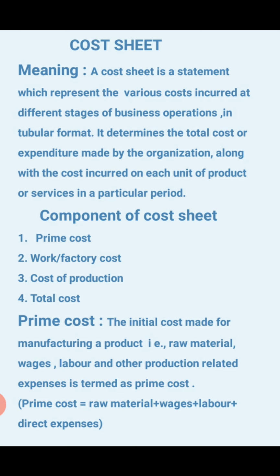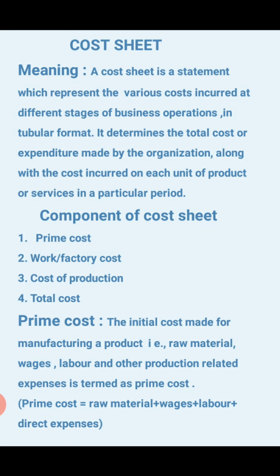The meaning of cost sheet is that cost sheet is the statement in which the various costs incurred in business operations at different stages, and these costs are recorded in a fixed format, that is called cost sheet. In another language we also understand this: the various costs, meaning the costs that are incurred in a business at different stages, we note down in a specific format for maintaining our business accounts. That is called cost sheet.